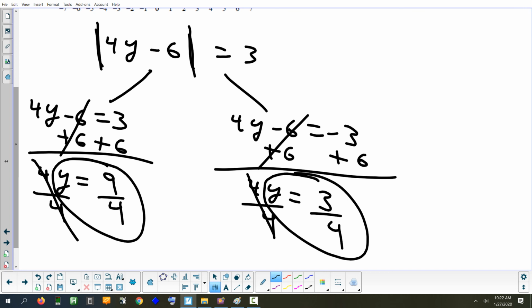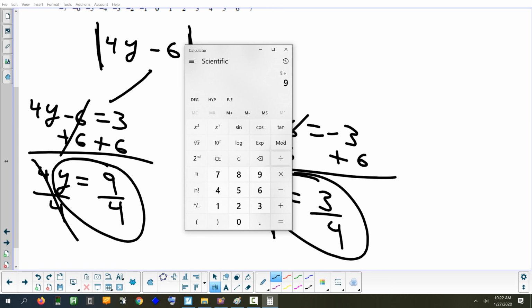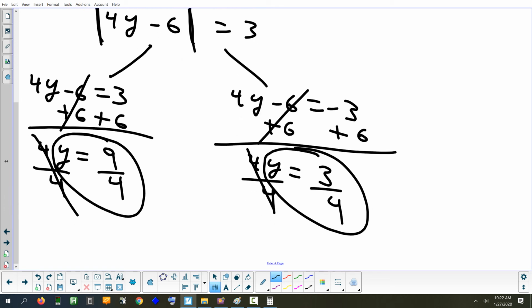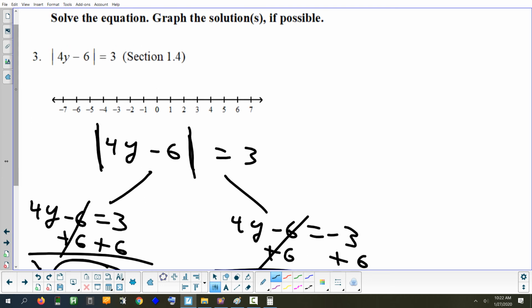I need to change the fraction to a what? Decimal. Change it to a decimal. Yep. So on my calculator, just do 9 divided by 4. 2.25. Right? Does anybody know what this one is? 0.75. That's like 3/4. Right? 0.75.